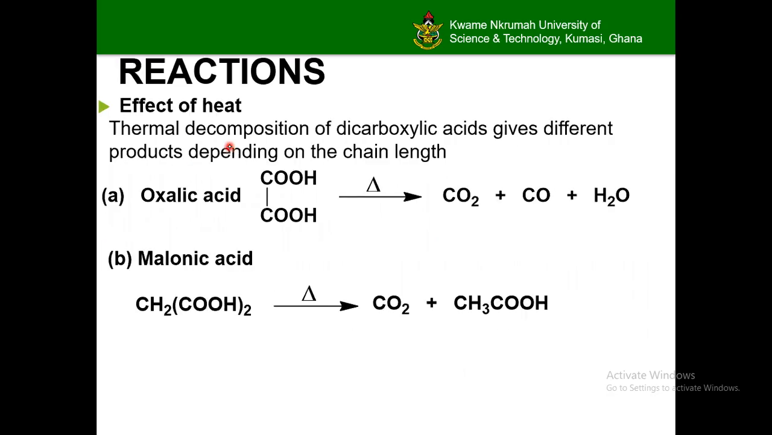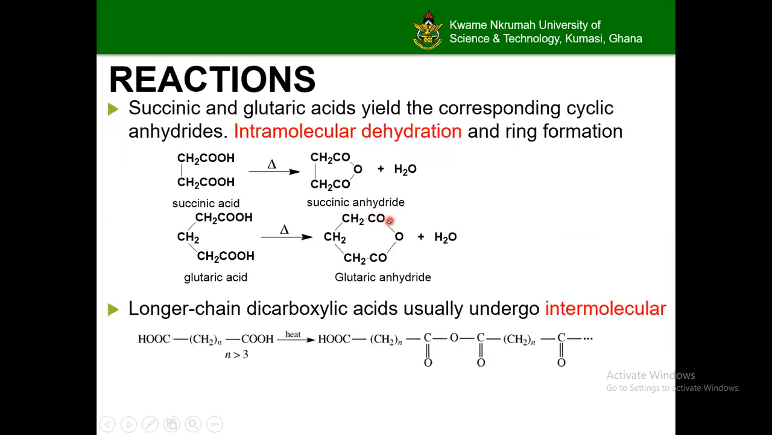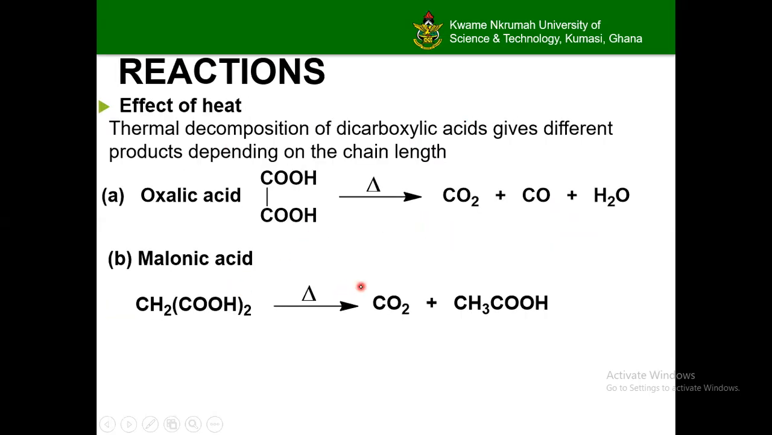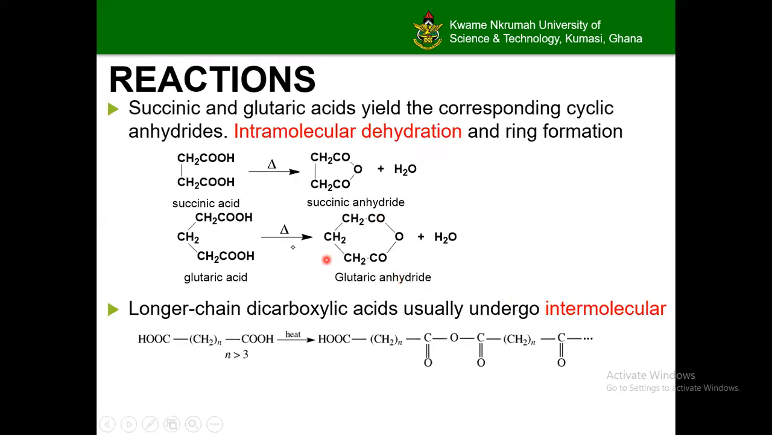Now, the first one, effect of heat on dicarboxylic acid. Now, the effect varies. So what we have to do here is that we have to know the compound we are talking about in the product, right? Now, if it's oxalic acid and you heat it, you get carbon dioxide, carbon monoxide, and water. This is fixed. You can't change it. So you learn it. Malonic acid, upon heating, you get carbon dioxide and acetic acid. It is fixed. Good. Now, succinic acid, if you heat it, and glutaric acid, they behave in the same way. Now, what will happen here is intramolecular dehydration.